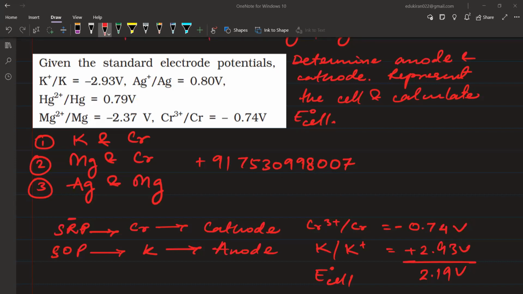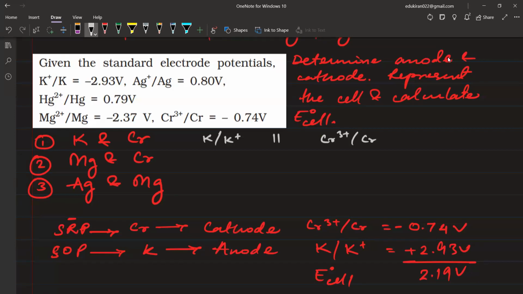Slowly, you have to train your eyes in such a manner that you don't have to pick up the pen. By looking at the values of standard electrode potential, you should tell which is going to be cathode, which is going to be the anode. Okay. So I'm writing all of these. You see, for the first one, it will be K to K positive. There is one thing, Iram. You look at the representation में थोड़ा सा mistake है, right? And chromium will be Cr3 positive to Cr.